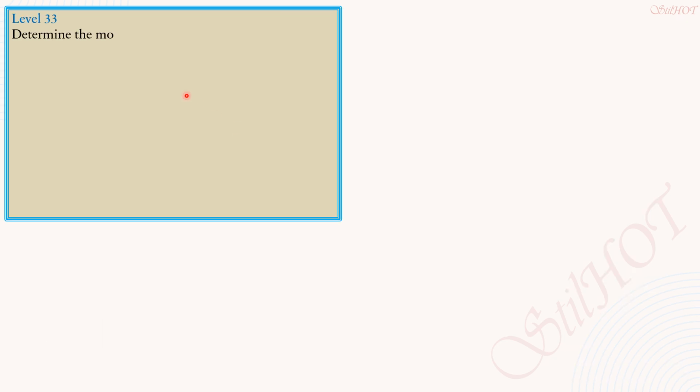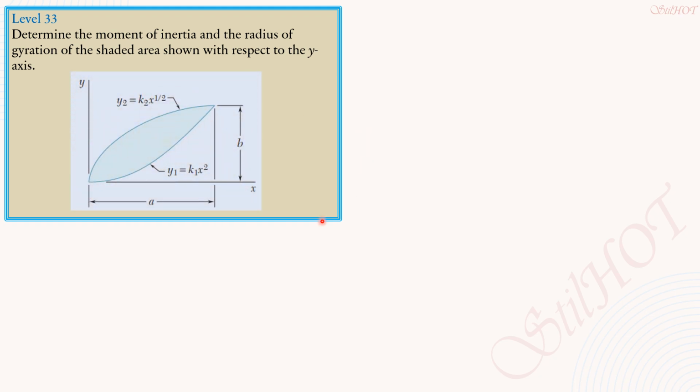Level 33, determine the moment of inertia and the radius of gyration of the shaded area shown with respect to the y-axis. So this is in continuation to level 32, but this time we want to derive the moment of inertia with respect to the y-axis as well as the radius of gyration with respect to that axis of this shaded area. So again, we consider a vertical strip for our solution.